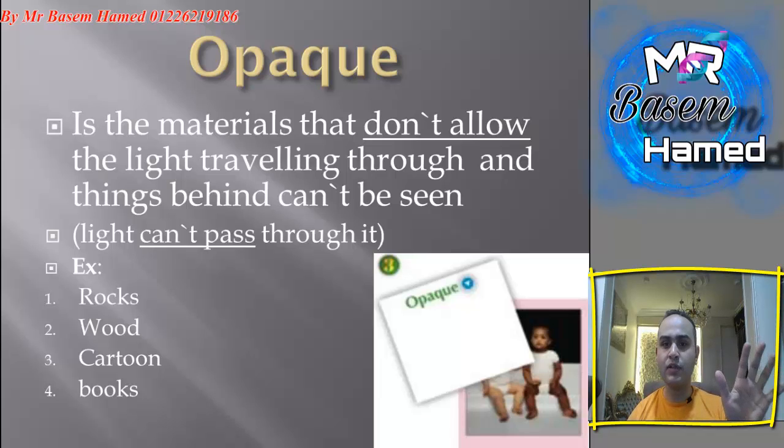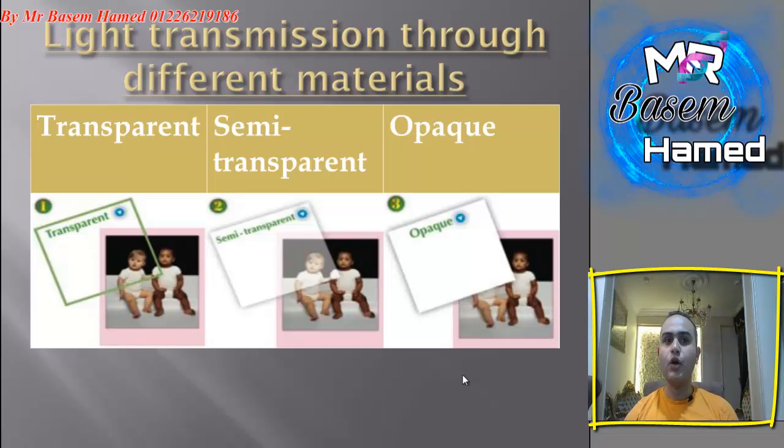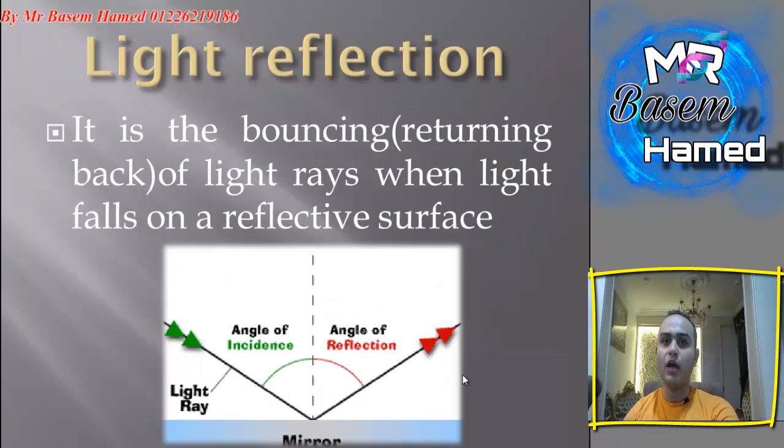It is the material that doesn't allow light to travel through, and these things cannot pass the light through them. Look, we cannot see the image behind this opaque object. These objects are like the rocks, wood, cartoon books. So, light transmission through different materials: these materials are transparent, semi-transparent, and opaque.